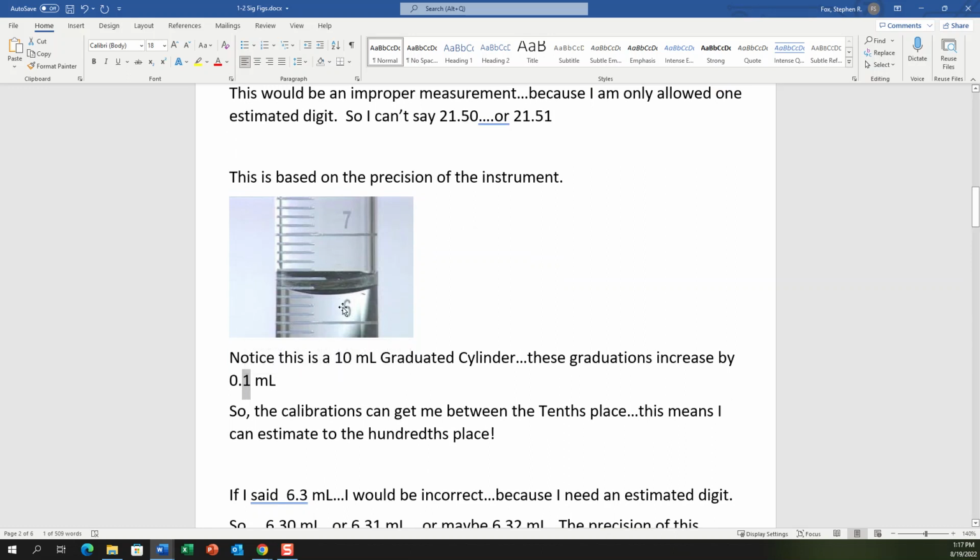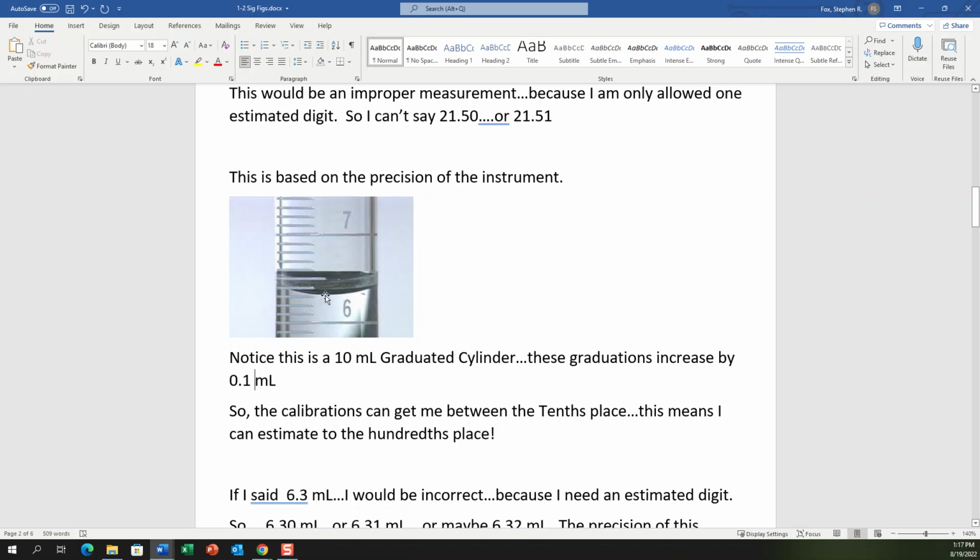So here's a graduated cylinder where I'm allowed to measure to the hundredths place. I can't go beyond that. I can't go to the thousandths place. And I shouldn't stop at the tenths place. All right, so let's look at the meniscus. The meniscus looks like it's right there, right on 6.3. So this would be 6, 6.1, 6.2, 6.3.